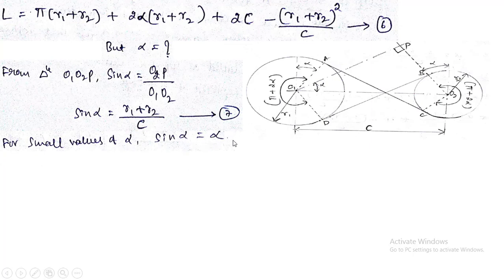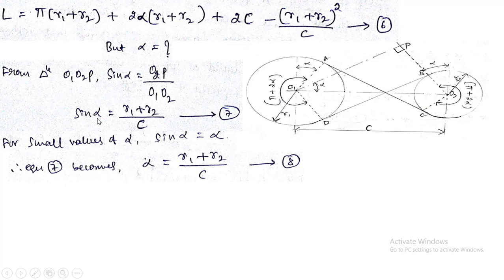So when the alpha values are smaller, we will take sin alpha as alpha. So then this expression, that is equation number 7, will become, instead of writing sin alpha, for small values of alpha we will take sin alpha as alpha only. So alpha is equal to (R1 plus R2) divided by C, and we will call this equation number 8. Then this alpha value will be substituted here.